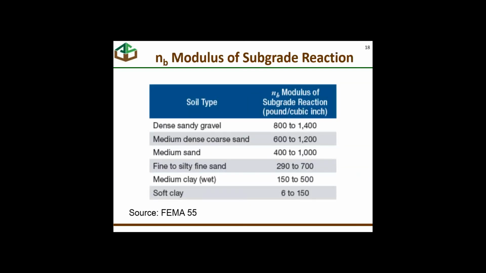This table of subgrade moduli is taken from FEMA's Coastal Construction Manual. You can see the soil types are pretty broad in terms of categories or classifications, and you can see there's a pretty wide range in subgrade reaction in pounds per cubic inch. So in order to get better at this and define it better, obviously you would need maybe some more geotechnical information about the site, and you could do a better job of picking a subgrade modulus, which would certainly improve the quality of the design.